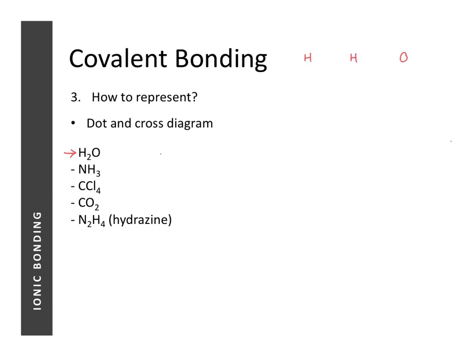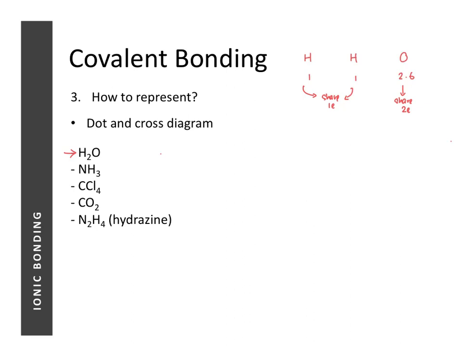Alright, now we need to write out the electronic configuration for all 3 atoms, and then from there we can find out that your hydrogen needs to share 1 more electron to become stable, whereas oxygen needs to share 2 electrons to become stable. Okay, so now the problem is how do we share such that all the atoms get the number of electrons that they require.